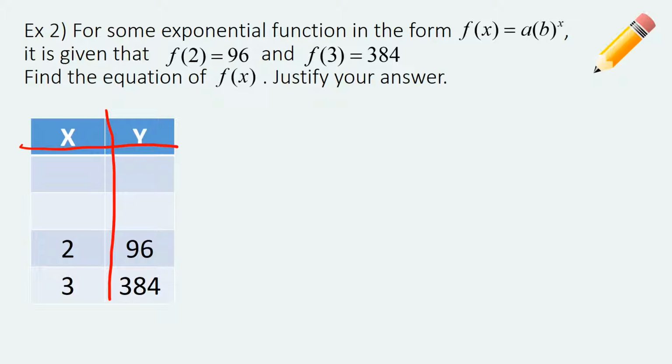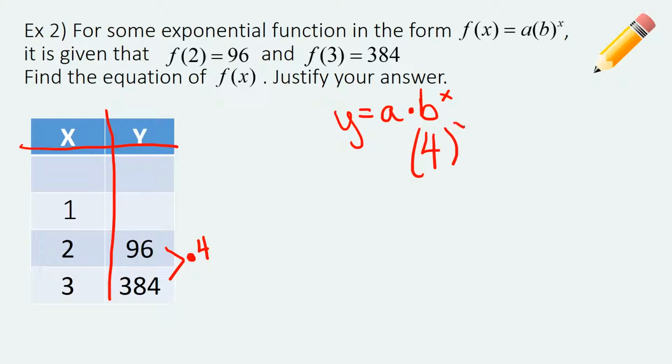So we need to figure out what our a and b are in our equation, right? So my general form is y is equal to a times b to the x. And so I have to figure out what A is and what B is. Well, I have to figure out what I'm multiplying by. So what am I multiplying by to get from 96 to 384? Well, if I take 384 divided by 96, that tells me that I'm multiplying each time by a factor of 4. So that means my B value is going to be 4 to the x.